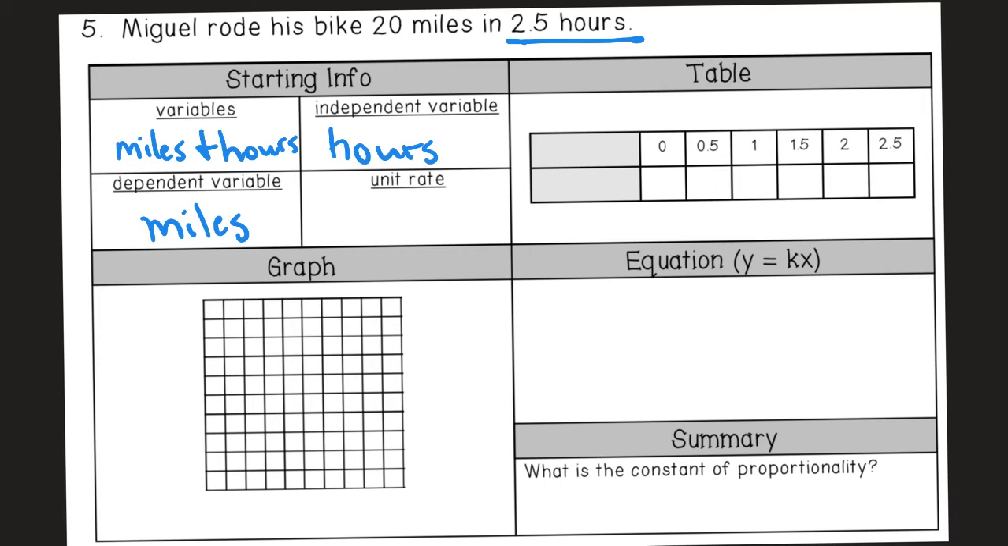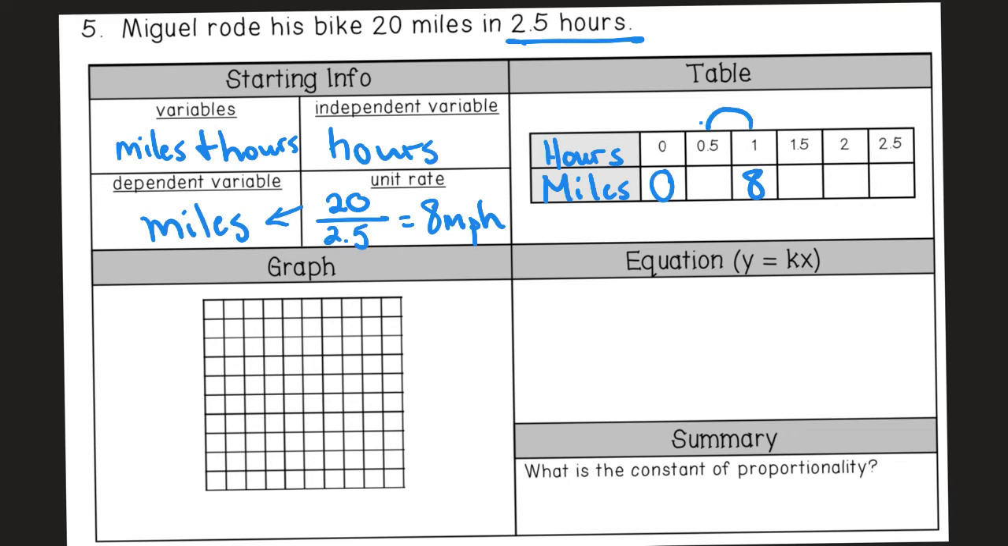Okay, so for our unit rate, whatever your dependent is will be on top, 20, divided by the 2.5. And you can use a calculator for that. You should have got 8 miles per hour. So up here, we know our hours go on top because those are independent. Our miles go on the bottom because they are our dependent. So if I rode for 0 hours, 0 miles. So I'm going to move to the 1 hour would be 8.